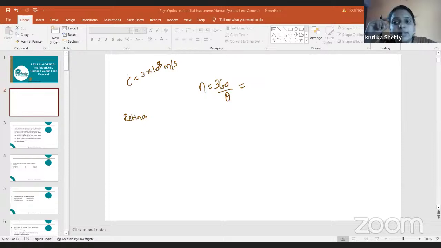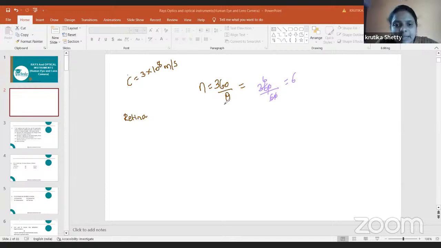Now for example, if I give theta is equal to 60 degrees, how many images are formed? It is coming out as 6. Here, the number of images formed can be calculated by using the formula 360 divided by theta. Okay.